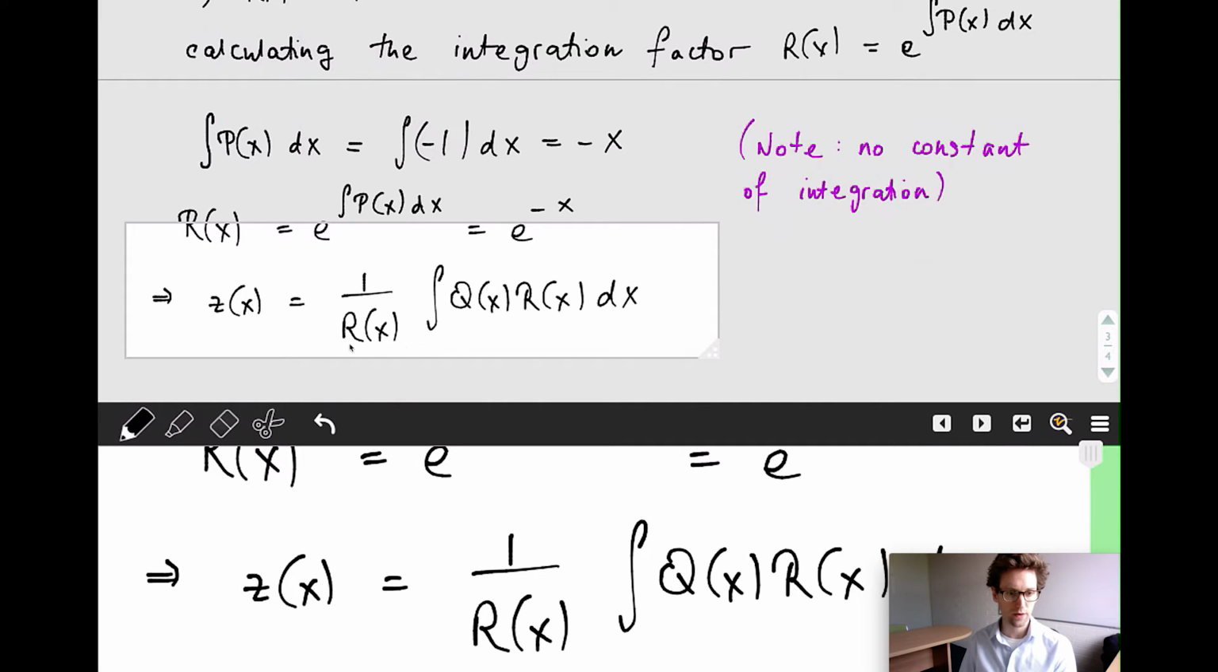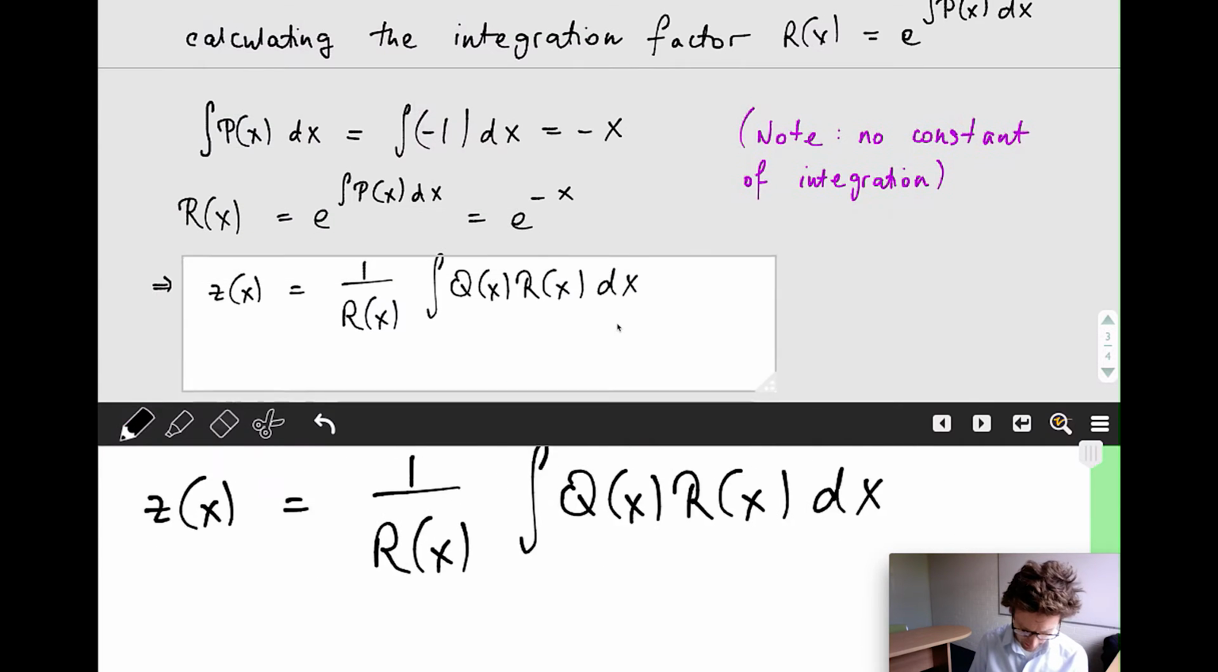And again, the fact that we have an r in the denominator here and an r in the numerator here means that any constants of integration that would have been inserted here would cancel out. So we don't need to include constants of integration when we're calculating r of x. We will need to include those constants of integration in the calculation of the solution, however, as you'll see.